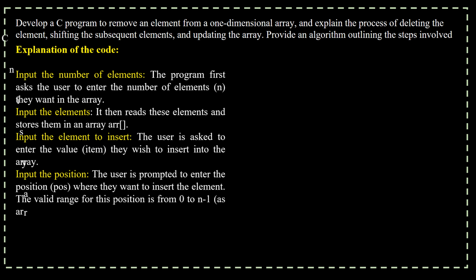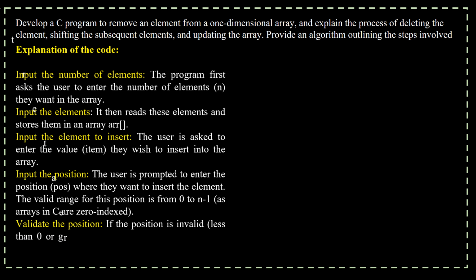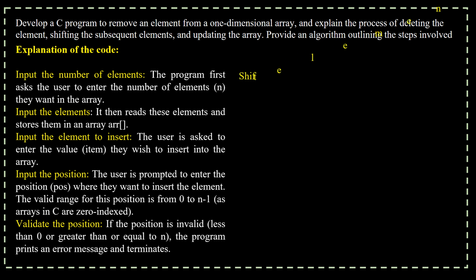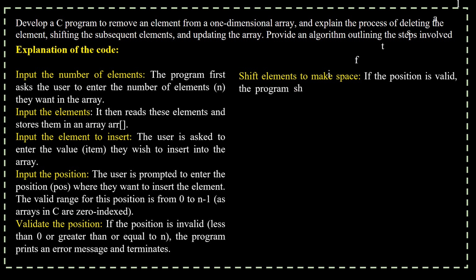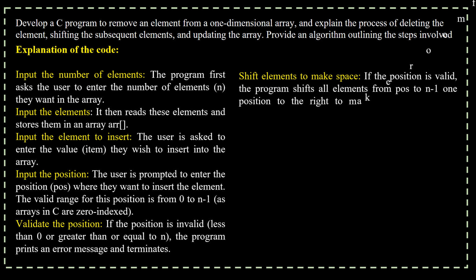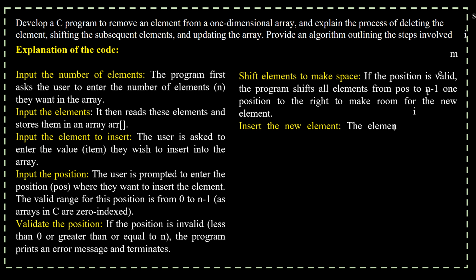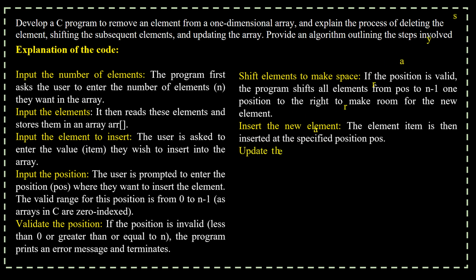The valid range for this position is from 0 to n-1, as arrays in C are 0-indexed. Validate the position. If the position is invalid, less than 0 or greater than or equal to n, the program prints an error message and terminates. Shift elements to make space. If the position is valid, the program shifts all elements from pos to n-1 one position to the right to make room for the new element.